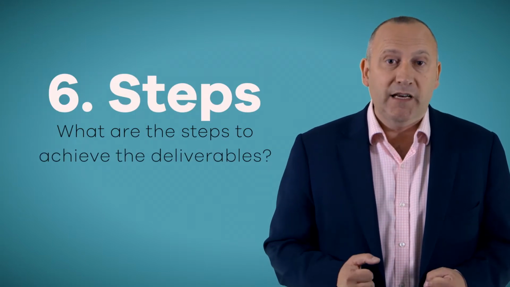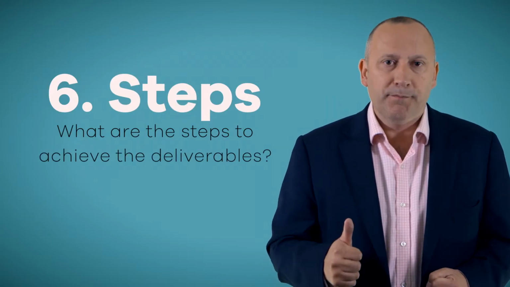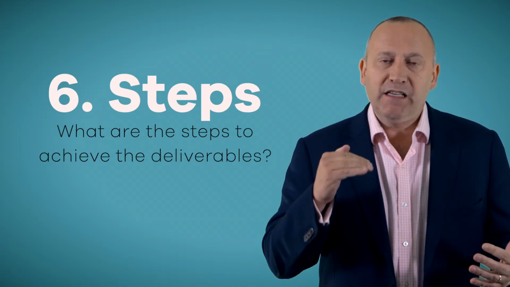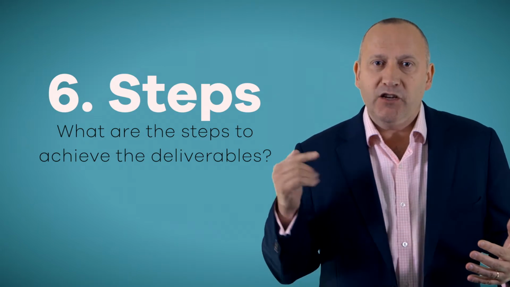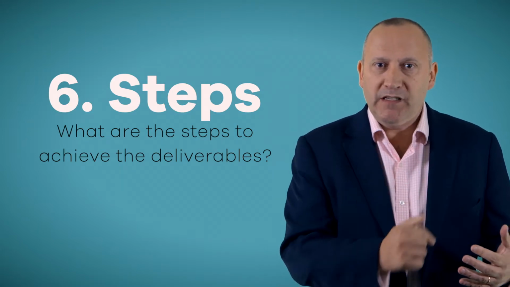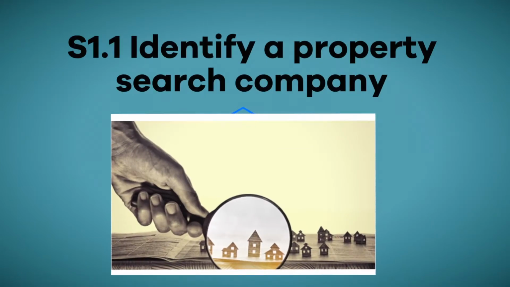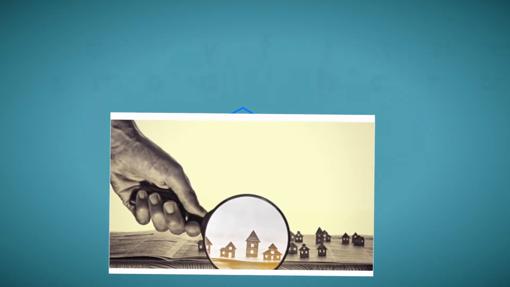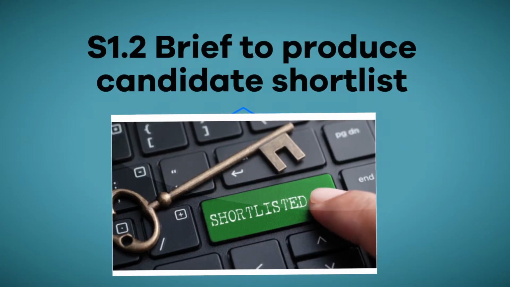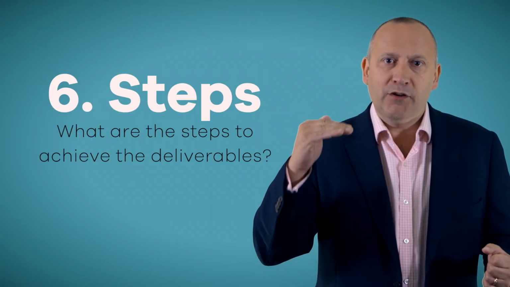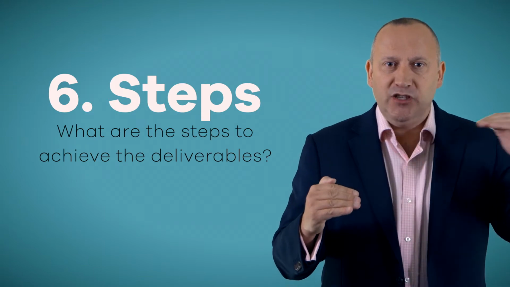Section 6, steps. The steps to achieve each deliverable. This is really important. So if deliverable 1 is to relocate the head office, then you identify each step involved in achieving that deliverable. For example, S1.1 might be identify a property search company. S1.2 might be brief them to produce a shortlist of potential candidates. You get the picture. It's really important that you break down the steps against each deliverable.